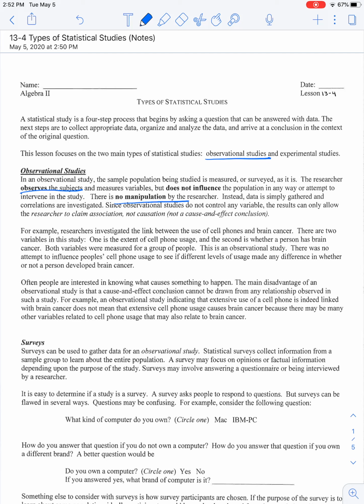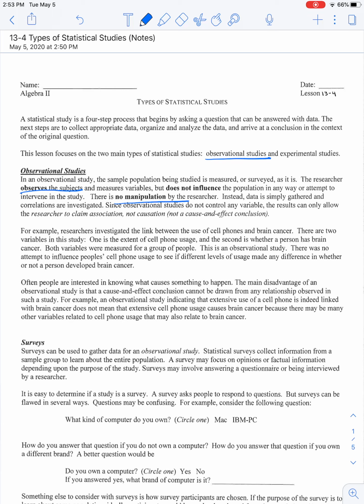So for example, if I wanted to research the link between using cell phones and brain cancer, I could watch to see how long people use their cell phones each day and then record the number of hours that they used it, and then also record after a certain period of time whether the person developed brain cancer or not. Okay. This was an observational study because there was no attempt to influence the people's cell phone usage.